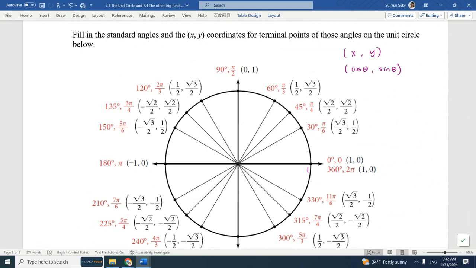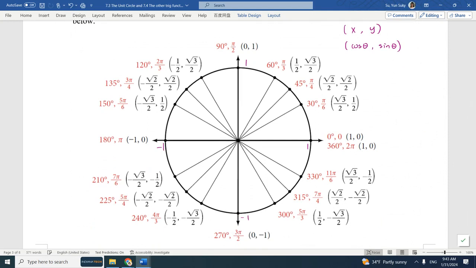Yes. And how about this point? Yes, 0, comma 1, this point. Negative 1, 0. And this point, 0, negative 1. Yes, everybody? Mm-hmm. And the origin is in the middle.